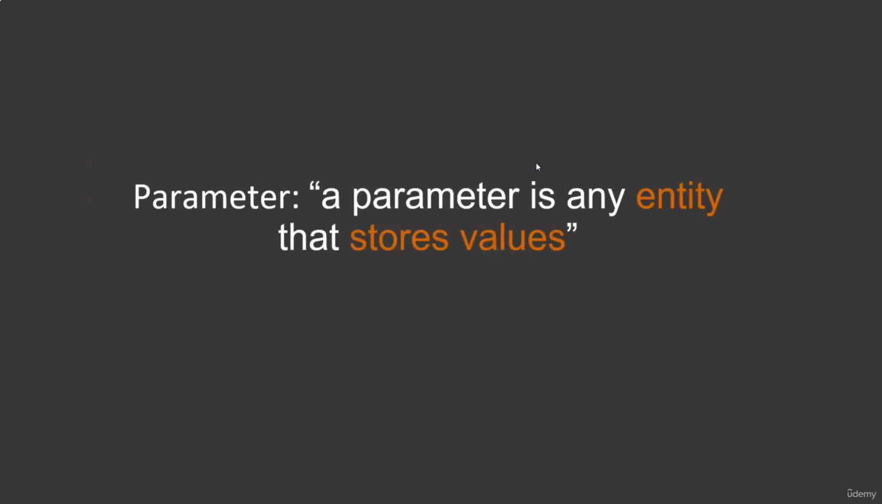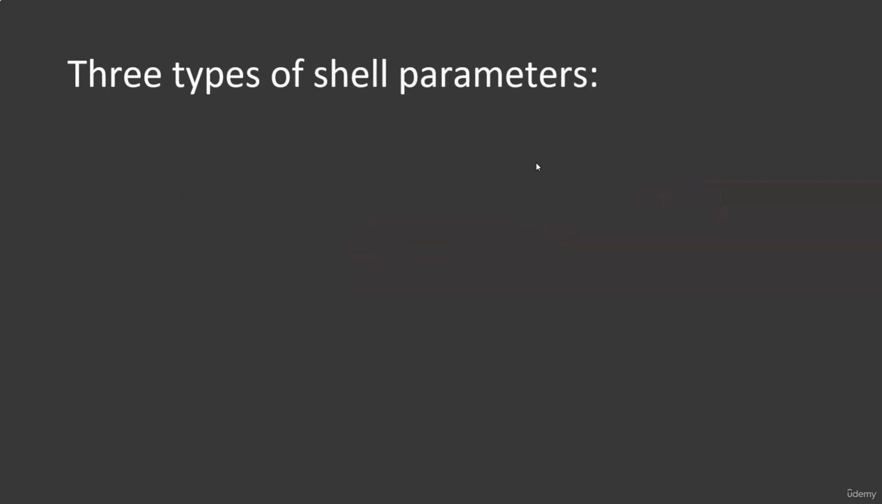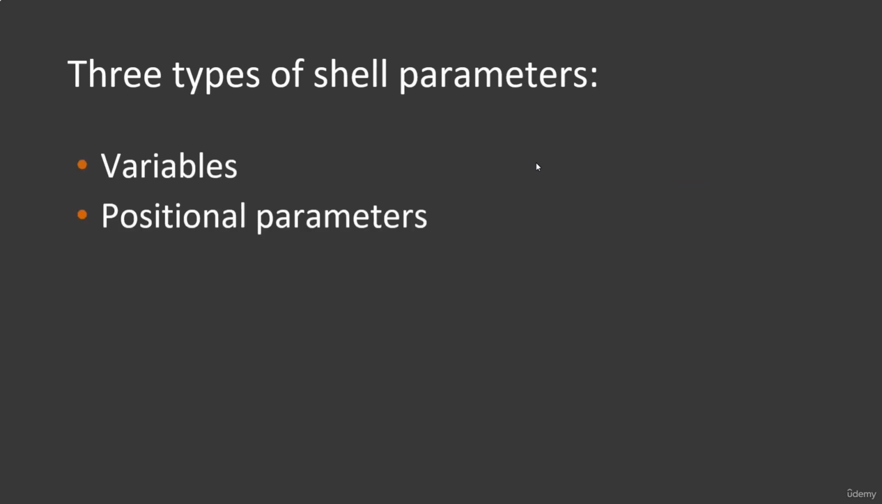Okay, so let's start off with a few definitions. First of all, what is a parameter? Well, according to section 3.4 of the GNU Bash manual, which I've put a link to in the resources section, a parameter is any entity that stores values. Shell parameters are used to store and reference useful data that we can use in our scripts. There are three different types of shell parameters in Bash: variables, positional parameters, and special parameters. We will cover all three of these in the course, but variables are probably the most common type, so we'll be starting with them in this video.